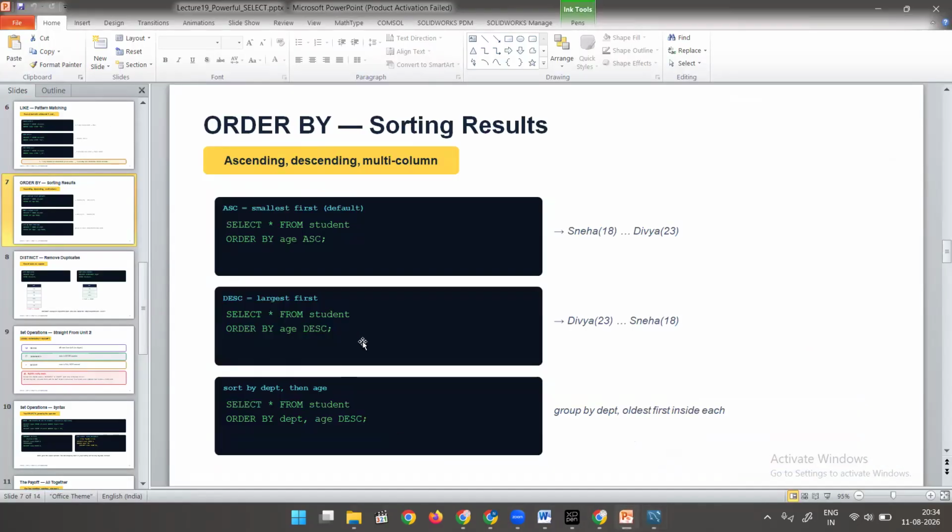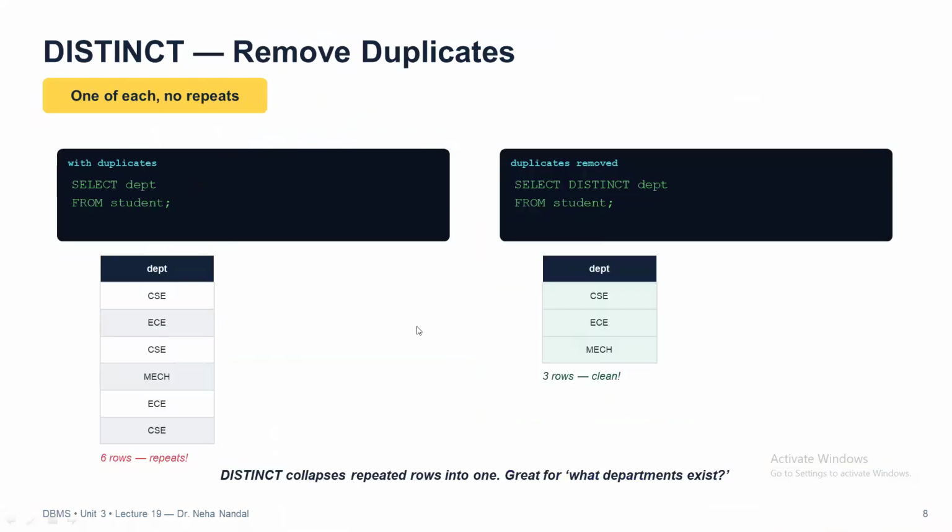We will see now distinct. So now we want to remove duplicates. So we are coming towards the end of our four things that I told you that we are going to discuss. Now let's see. One of each. There should not be any repetition. If you will give like this, select department from student, then it will display the duplicates also. Like CSC, CSC, CSC, ECE also two times. But if you'll give distinct, then it will just display them once.